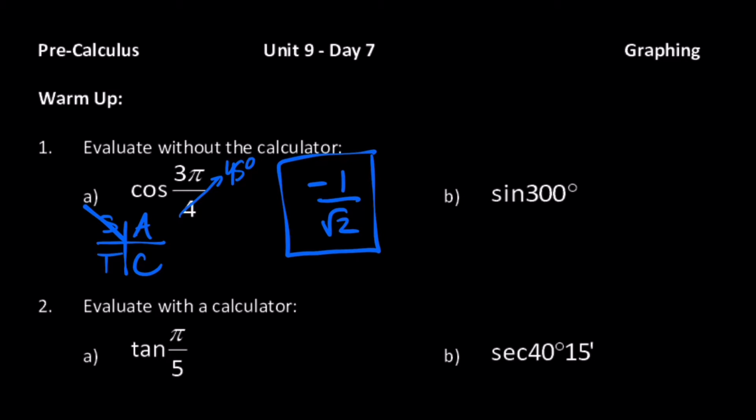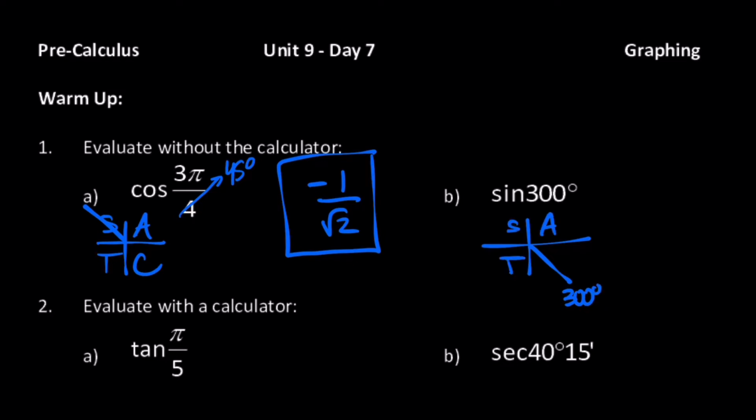B, sine 300 degrees. We don't work with degrees a whole lot. And you can see that 300 degrees is actually a little bit more challenging than if we were working in radians. Here's why. The reference angle isn't as obvious. So where is 300 degrees? Fourth quadrant, that part's pretty easy, right?